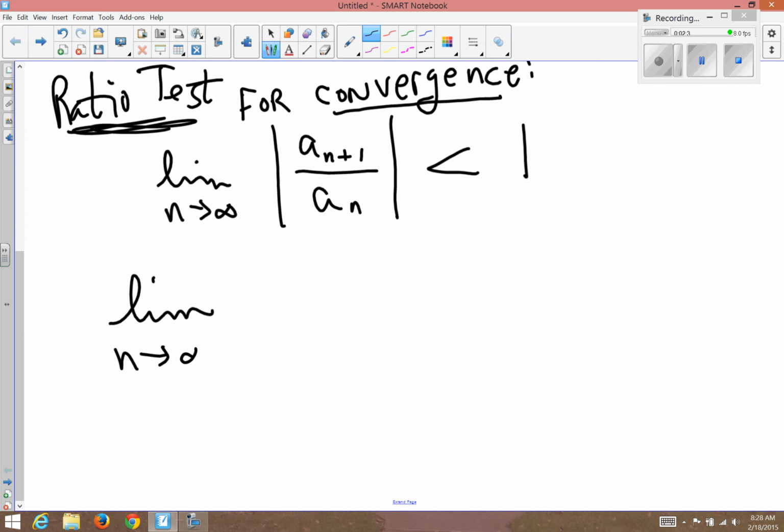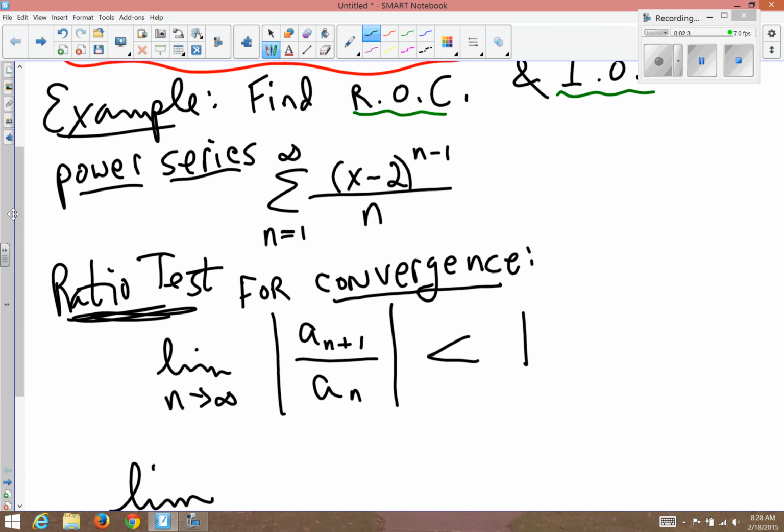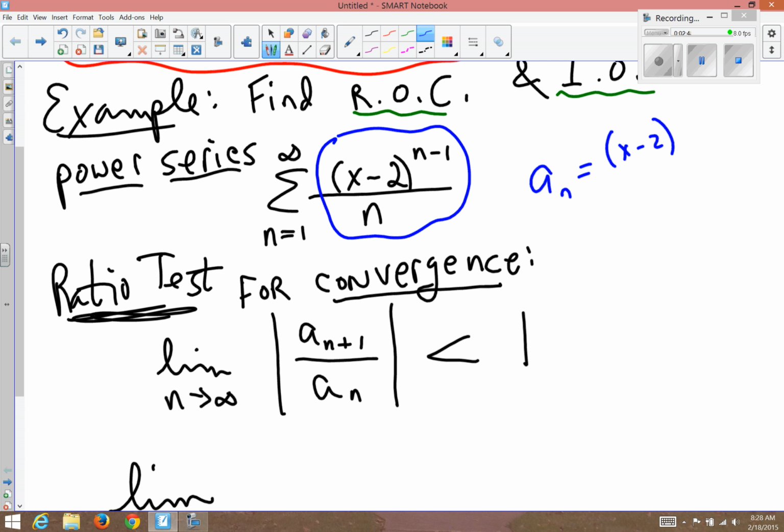Limit as n approaches infinity. A sub n in this example is this with n plus 1 in place of n. A sub n plus 1 is going to be (x minus 2) raised to the, instead of n minus 1, n plus 1 minus 1. And the denominator, instead of n, is going to be n plus 1. A sub n plus 1 means replace any n, that's here and here, with n plus 1.